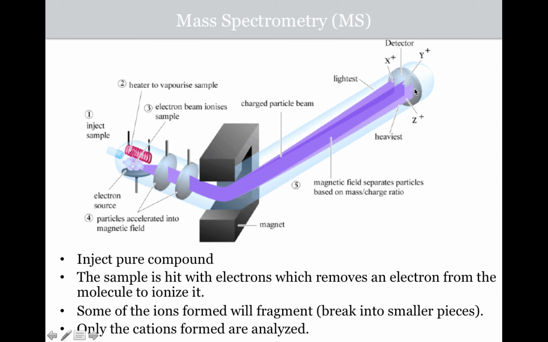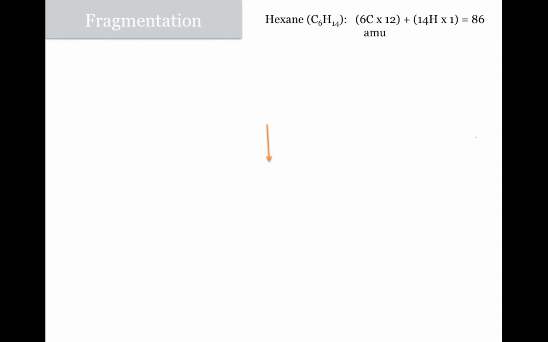The original molecule will be very little when it reaches here, so it will be less abundant. But depending on where the particles hit, the detector gives us different peaks and their calibrated masses. Keep in mind, please, only the cations that are formed are analyzed in mass spectrometry. So let's analyze the hexane mass spectrum and its fragmentation pattern.